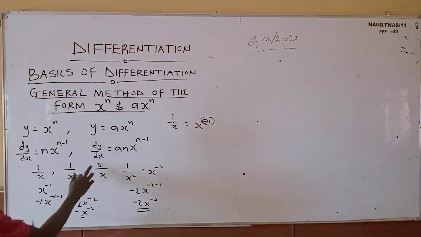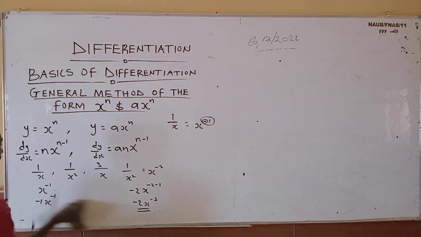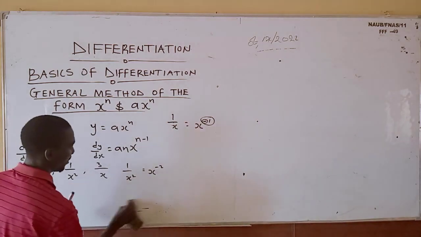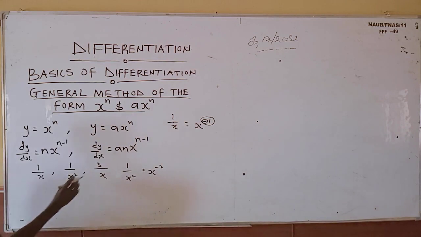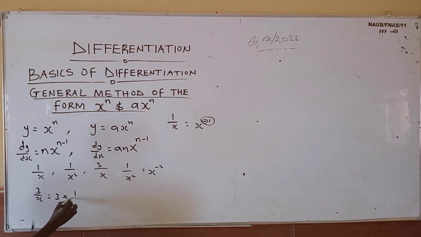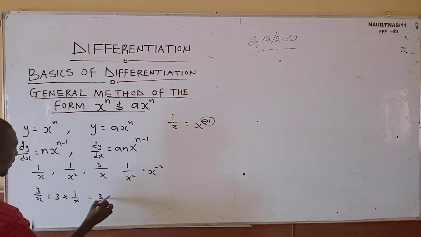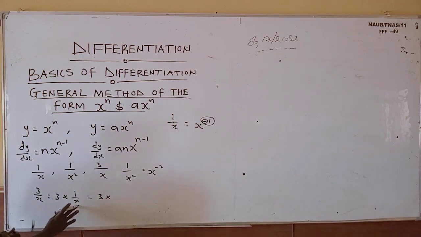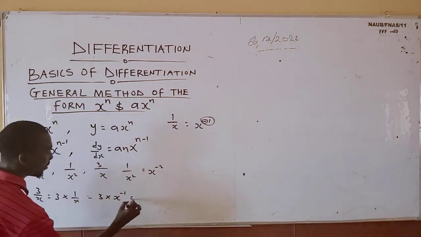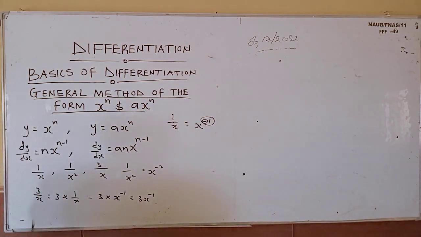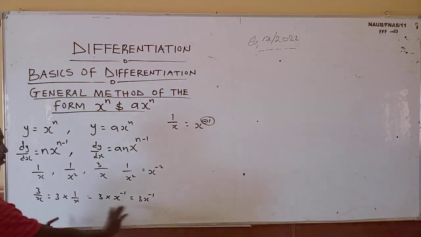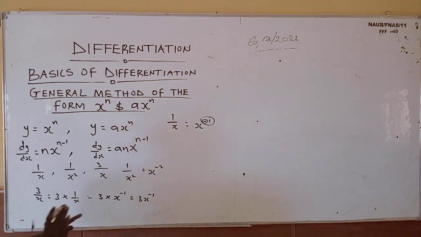So now the next one is 3 over s. Now this 3 over s that you are seeing is the same thing as what? 3 times 1 all over s. You get this? Now this 1 all over s is the same thing as what? s to the power of minus 1. So 3 times this is the same as 3s to the power of minus 1. I hope you see how we change all these things. We are not differentiating. I'm just breaking this down so I can be able to differentiate it.